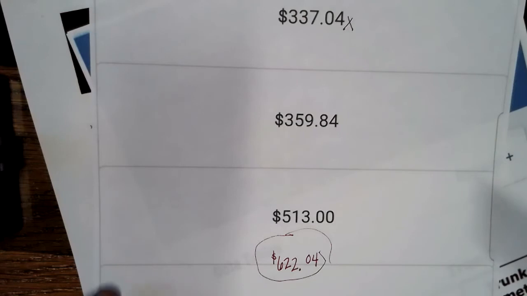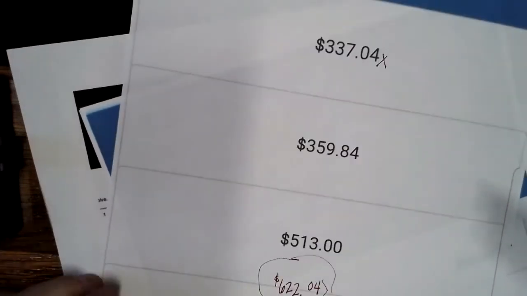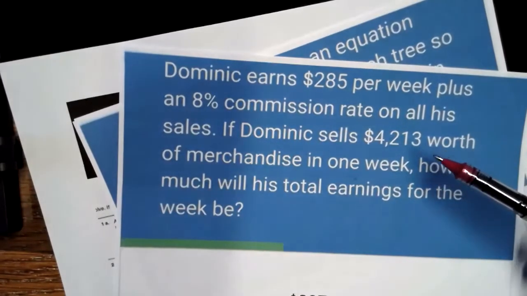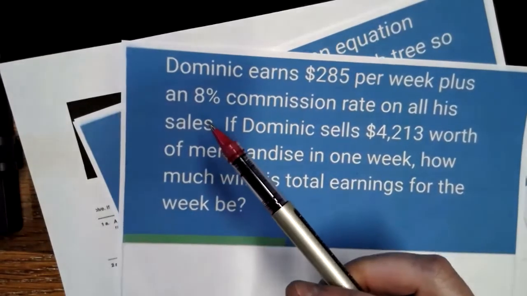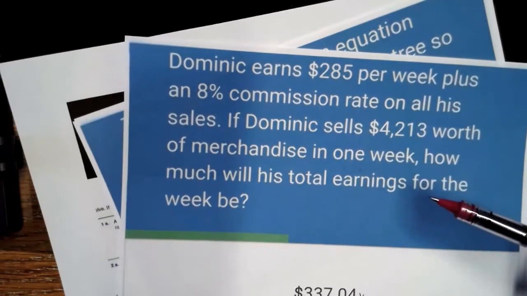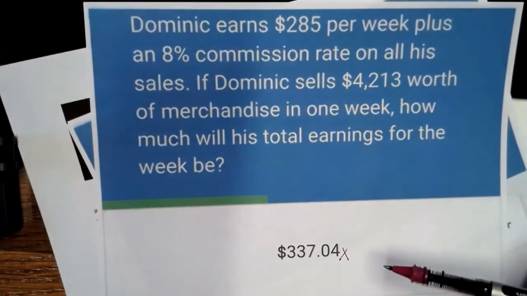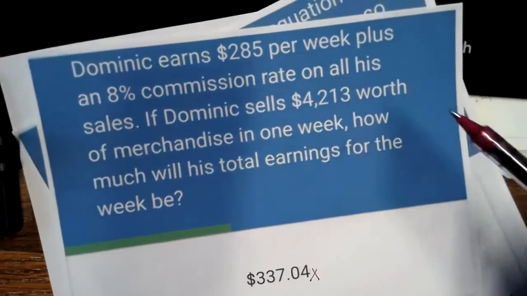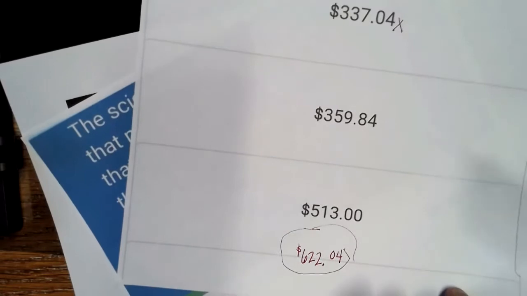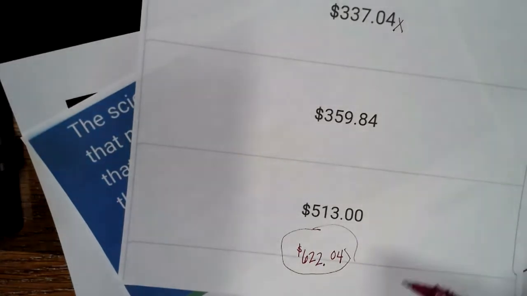And again, you get that by taking the total that he sold, 4213, times the 8%, which is 0.08. Multiply those two, you'll get the 337.04. Then you add what he makes in a week. And that equals 622.04.